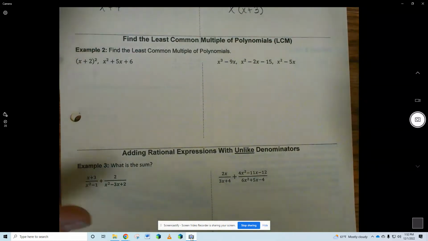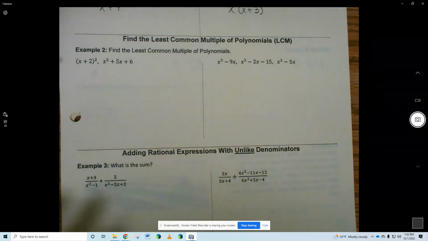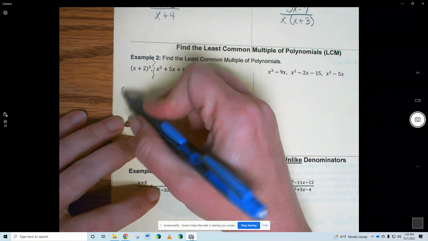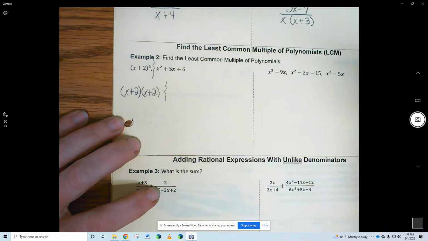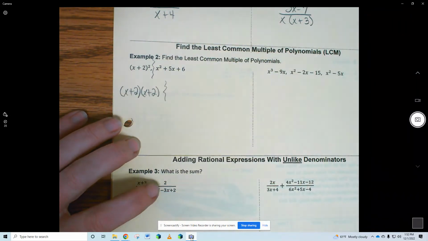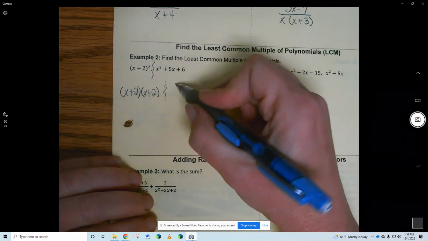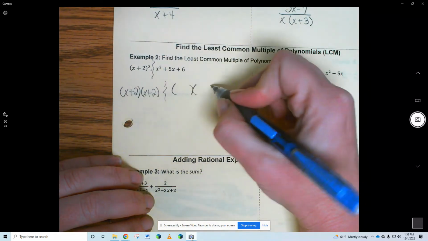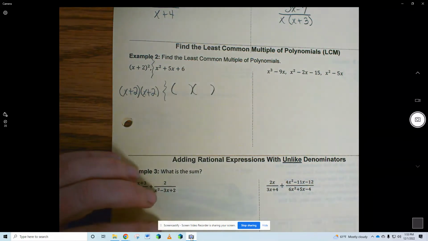All right. Second example is just finding the common denominators. So I'm going to write everything out. So my first denominator is x plus 2 squared. X plus 2, x plus 2. My second, what multiplies to make 6 and adds up to 5? 3 and 2? Yeah.